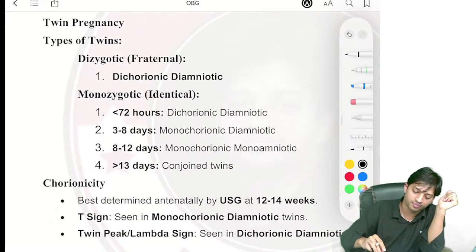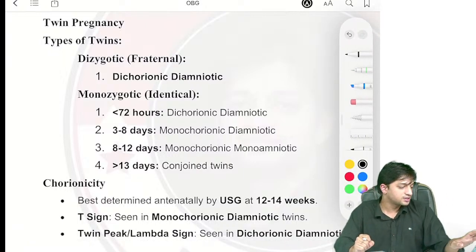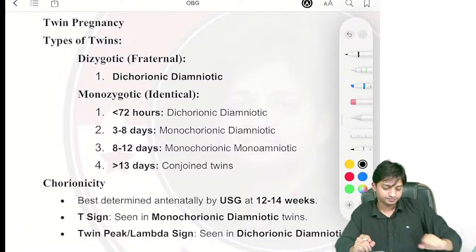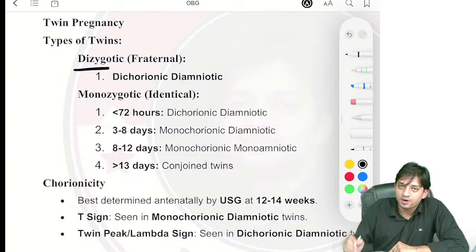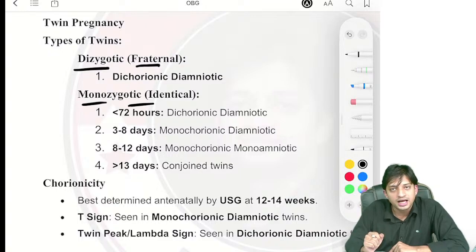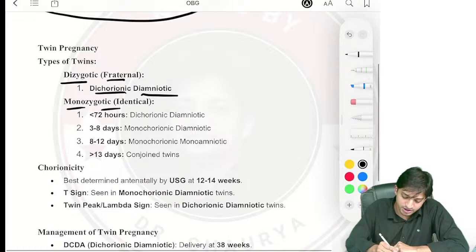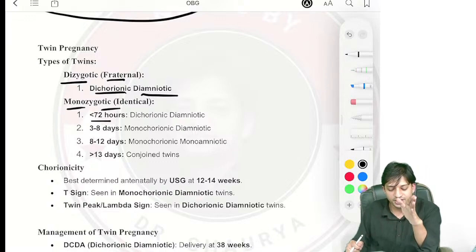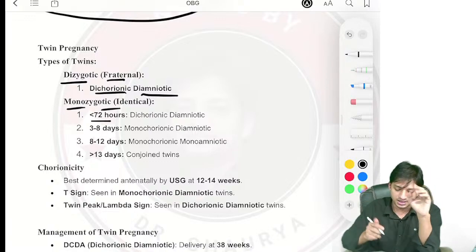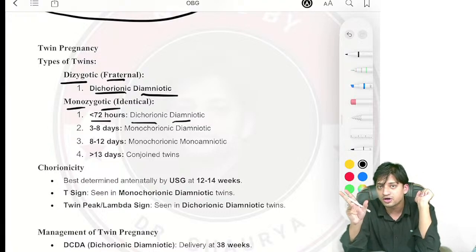Come here to the twin pregnancies. For the twin pregnancy, you can see here, guys, the types of twins. We have the dizygotic twins and the monozygotic twins, right? In dizygotic twins, dichorionic, diamniotic, right? Monozygotic twins, you already know, if splitting happens in less than 72 hours, what will happen? Dichorionic diamniotic twins will be formed in the case of monozygotic twins.